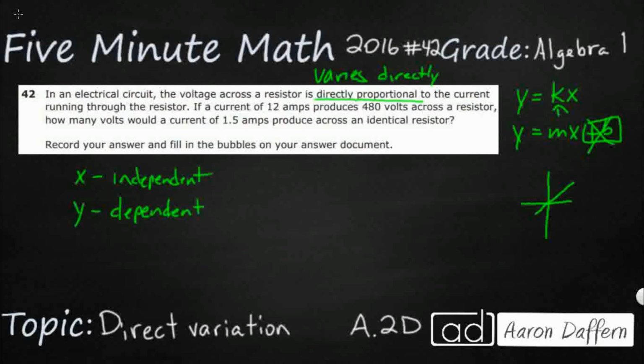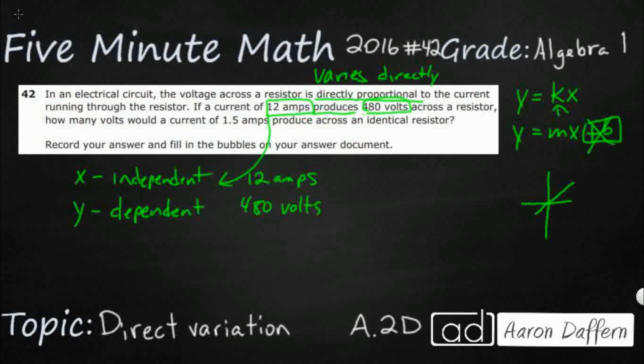So you notice how it says here, a current of 12 amps produces. So it starts with the amps. You always start with your independent variable. So our independent variable is going to be the 12 amps. And it produces, something happens to it, and it produces 480 volts across the resistor. The resistor is kind of acting as our constant. All right, so we have our y and our x.